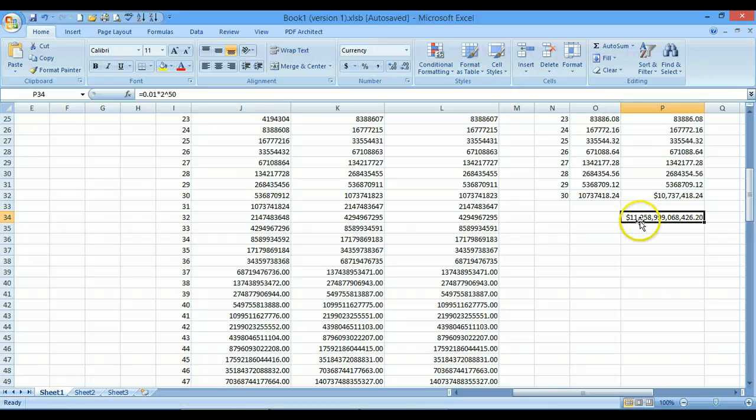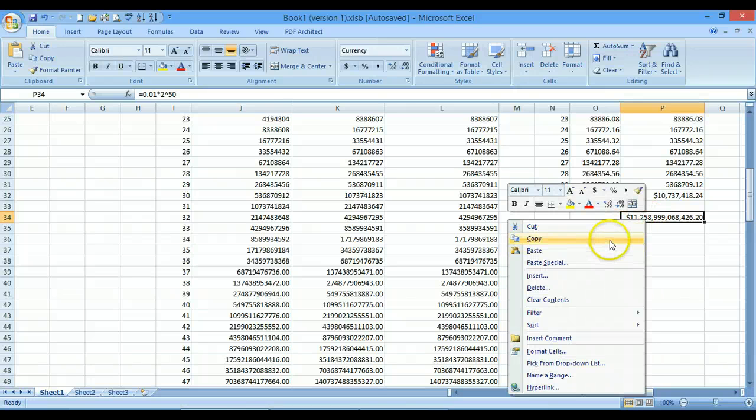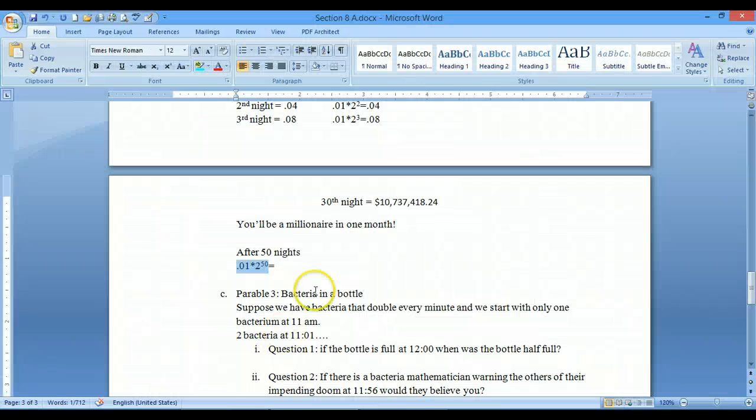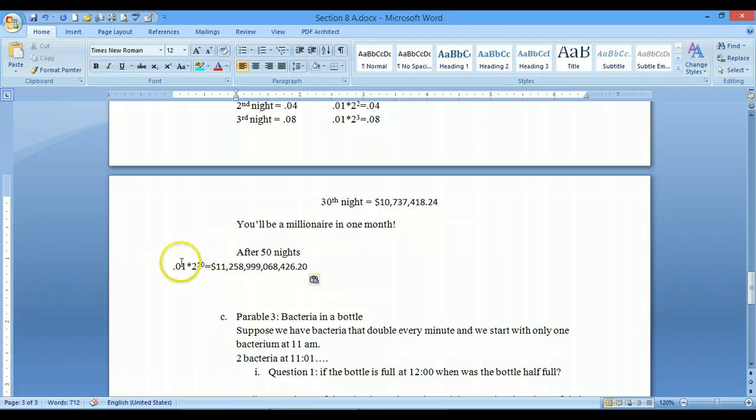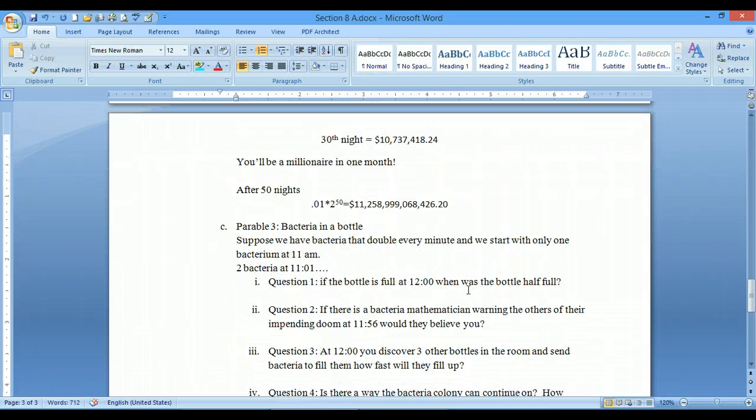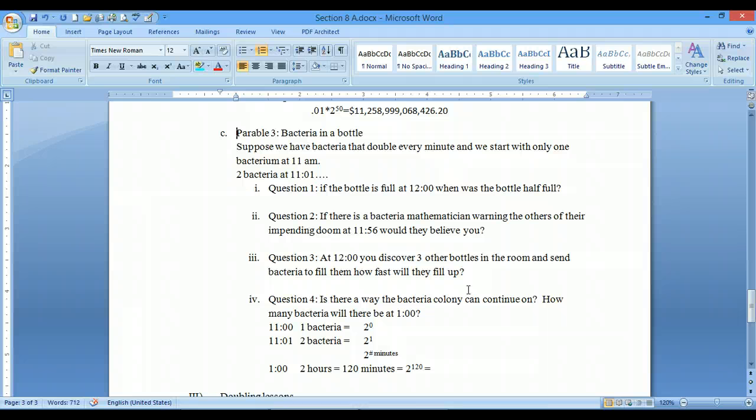Wow! So we have hundreds, thousands here, millions, billions, trillions, 11 trillion. So let's copy and paste this back into our homework. Control V, 11 trillion dollars at the end of 50 nights. The power of doubling. Let's move to our third parable.